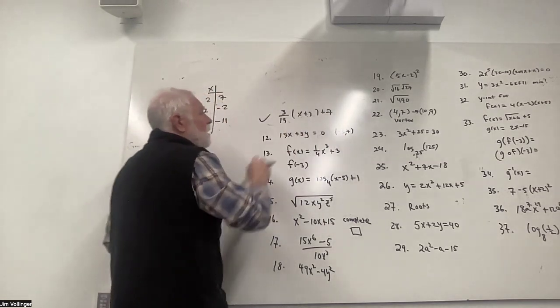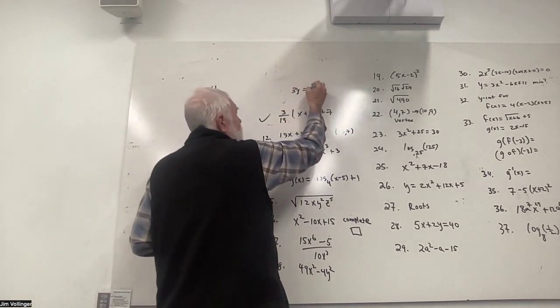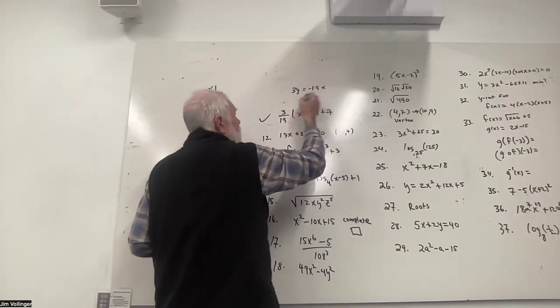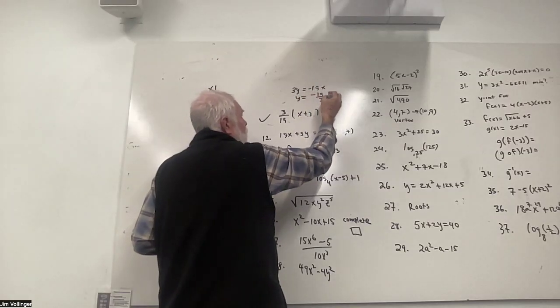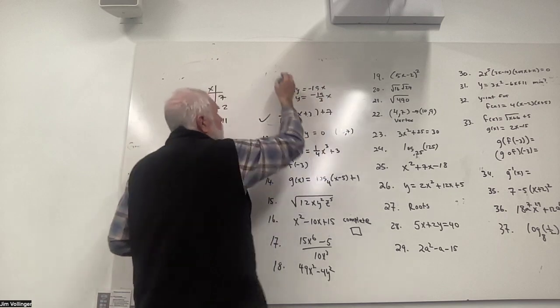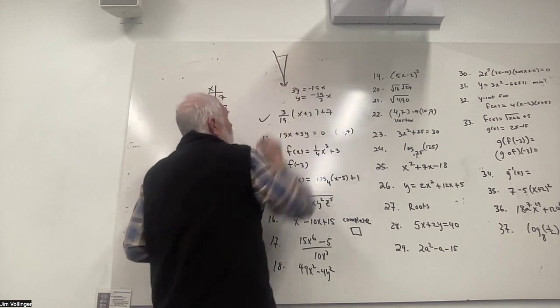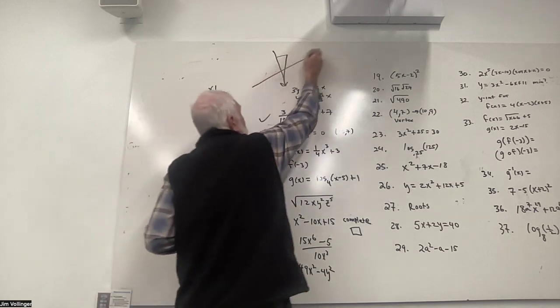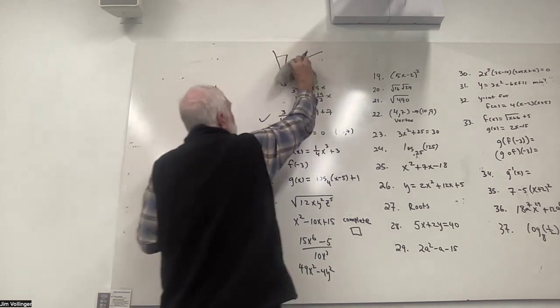All right, so I'm going to move the 19x to the other side. Now it's negative 19x, and I'm going to divide by y. There's my minus 19 over 3 times x. That means I'm going over 3 and down 19, a steep decline. Perpendicular? It's not even close to perpendicular.